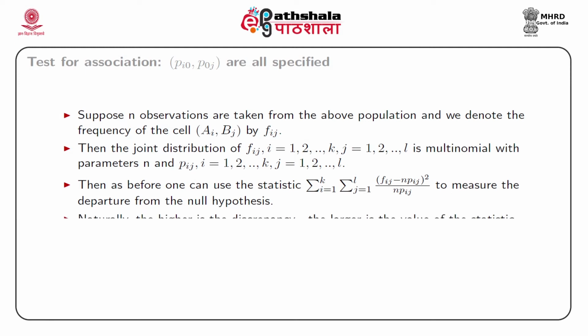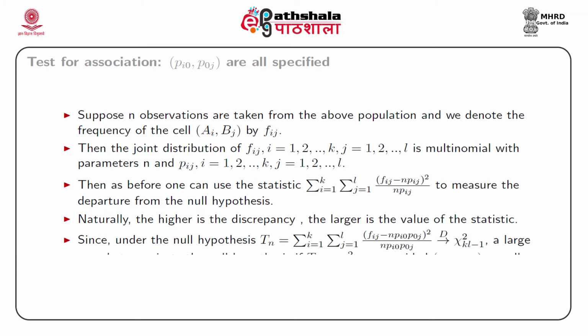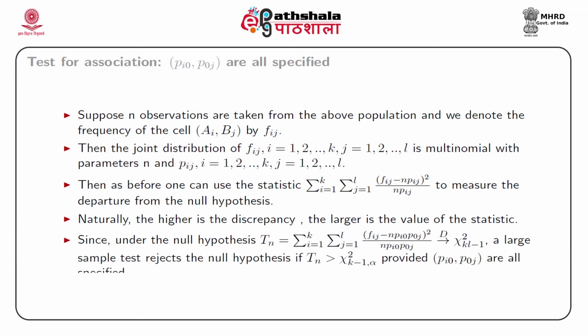Then as before, one can use the statistic sum over i from 1 to k, sum over j from 1 to L, Fij minus npij whole square divided by npij, to measure the departure from the null hypothesis. Naturally, a higher value indicates possible departure from the null hypothesis, and under the null hypothesis the above statistic converges in distribution to a chi-square variable with degrees of freedom k times L minus 1. Therefore, for known Pi naught, P naught j we can construct our large sample tests.